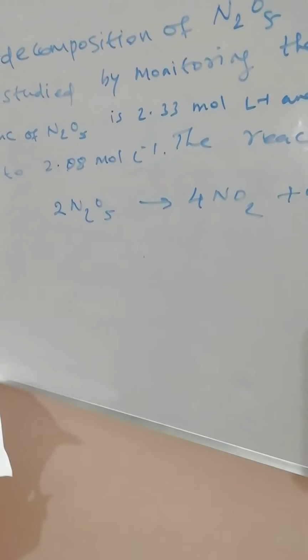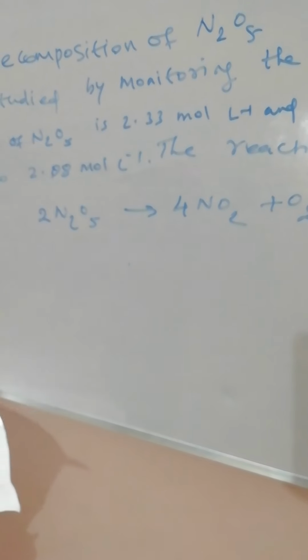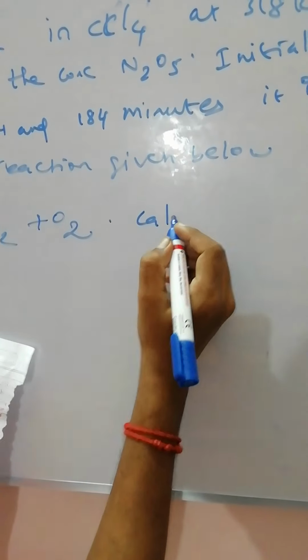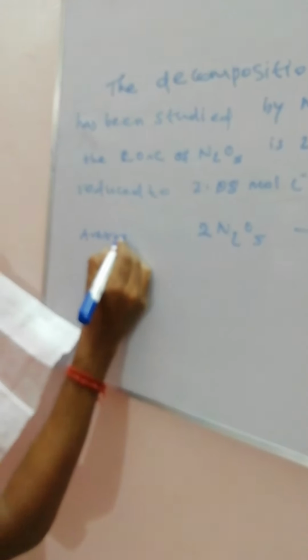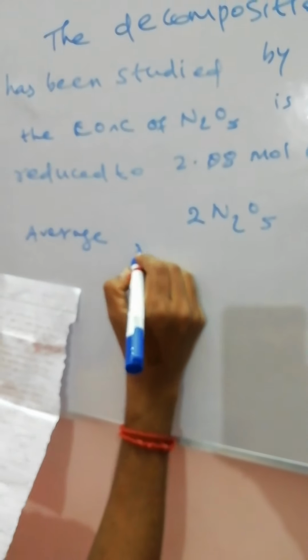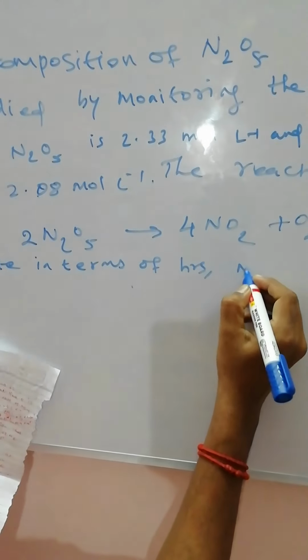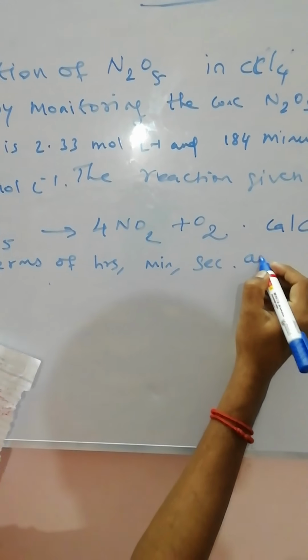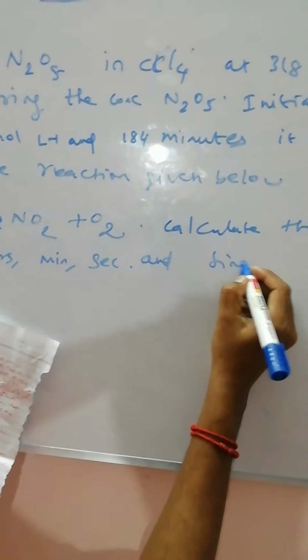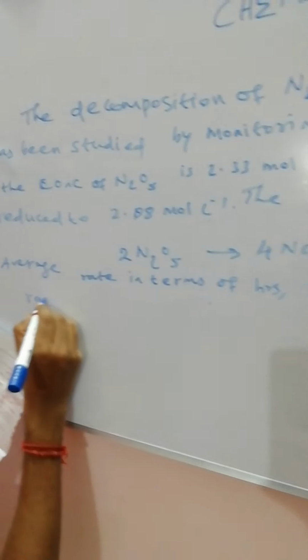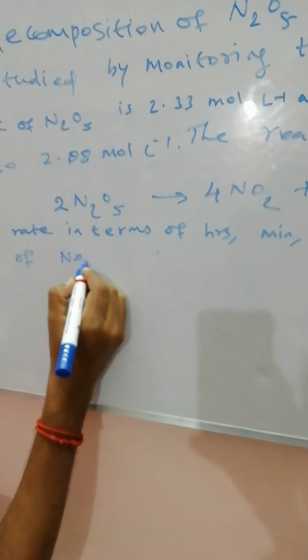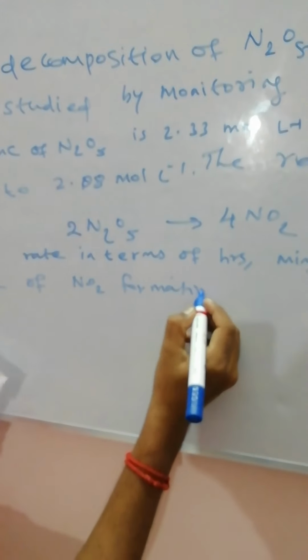What they want to ask: calculate the average rate in terms of hours, minutes, seconds, and find the rate of NO2 formation, right? Important question.